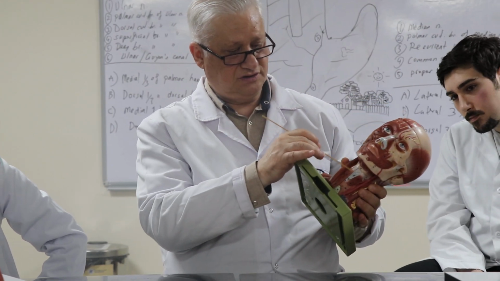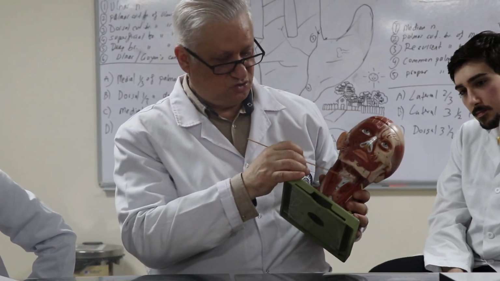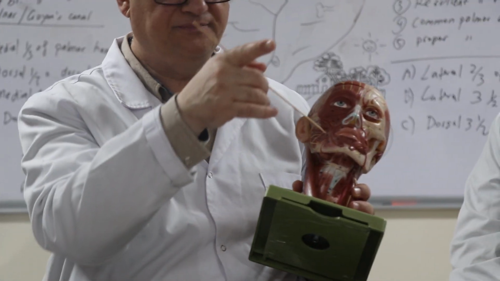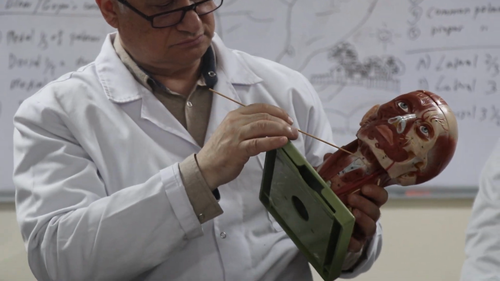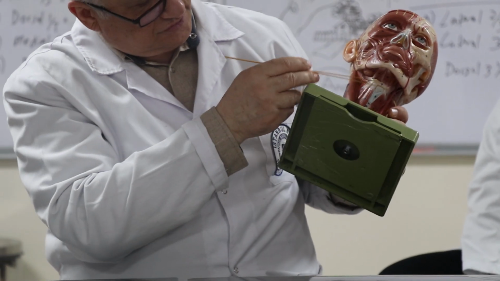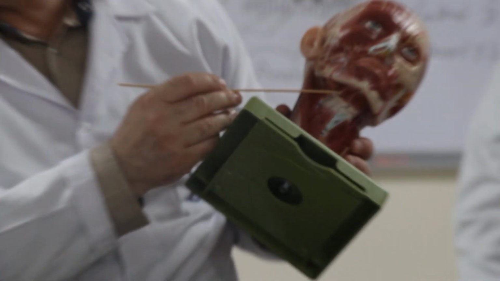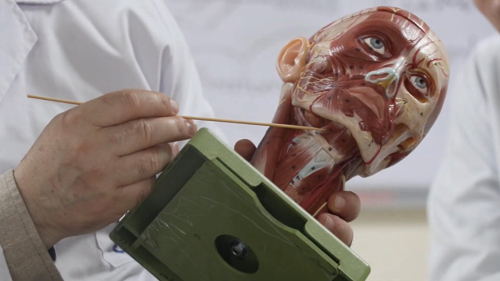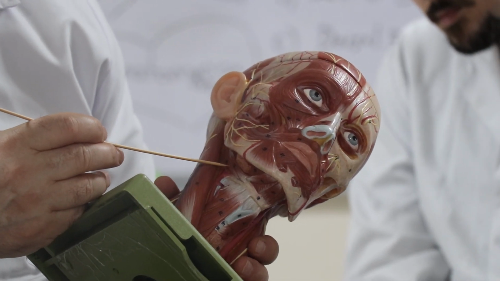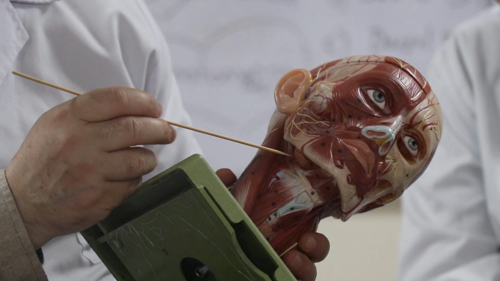Okay, so we have two groups of muscles in the anterior neck: the suprahyoid muscles and the infrahyoid muscles. Look at the model. In the suprahyoid muscles, one of them is this muscle here, the digastric. We have the anterior belly and posterior belly of digastric. Venter means belly, of digastric.